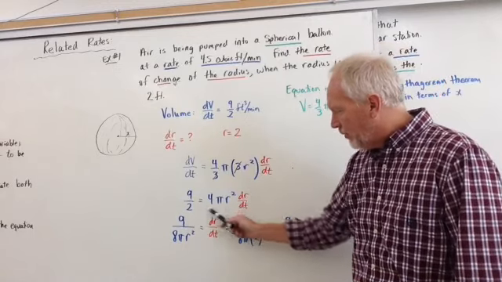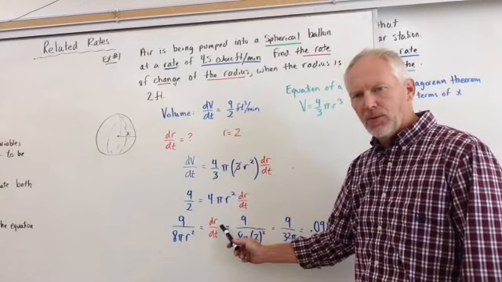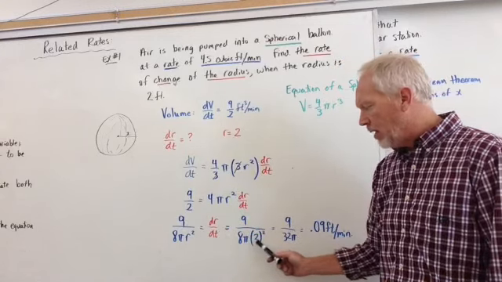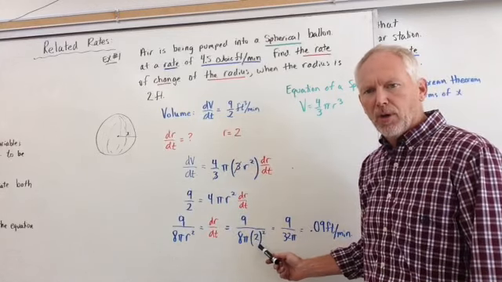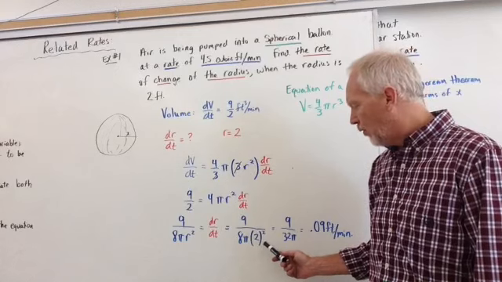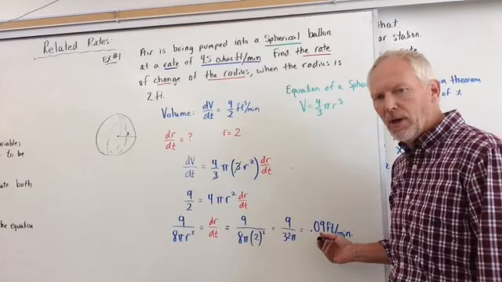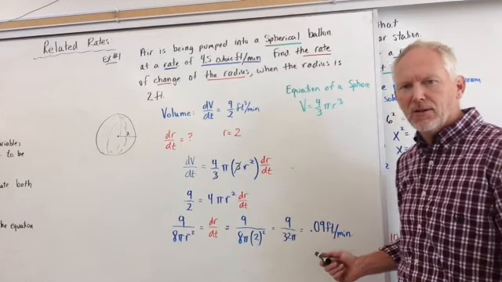So now we can divide 4 pi r squared by 9, and that'll isolate dr/dt. We get 9 over 8 pi. We're going to plug in 2 now because we're ready to solve. 2 squared is 4, so we get 9 over 32 pi, which is 0.09 feet per minute.